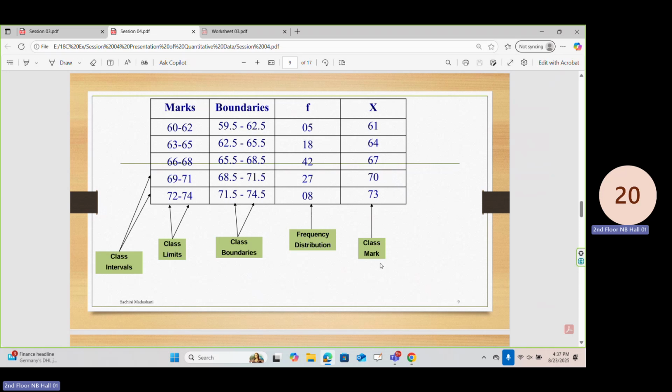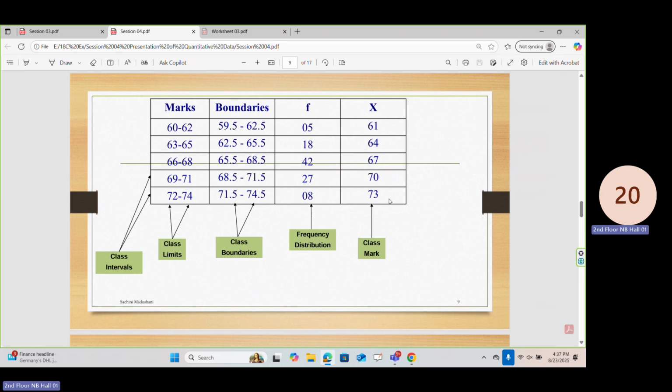How do we calculate the average value? Midpoint: add these two values together, then divide by 2. Here 60 to 62: 122 divided by 2 gives 61. Or you can use class boundaries: 59.5 plus 62.5 divided by 2. Same answer, you got 61. It's clear? Okay, then these are the class marks.